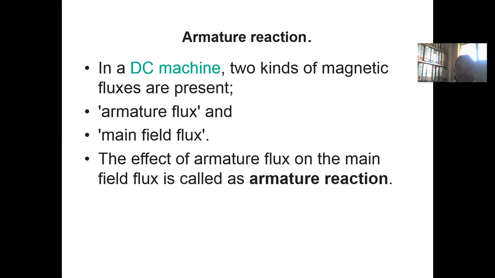Armature flux is generated due to current flow in the armature conductors. Whenever current flows through armature conductors in a DC generator, it is collected by brushes, and the armature flux is generated. From the construction point of view, there are two parts in a DC generator: one is stator, another one is rotor.